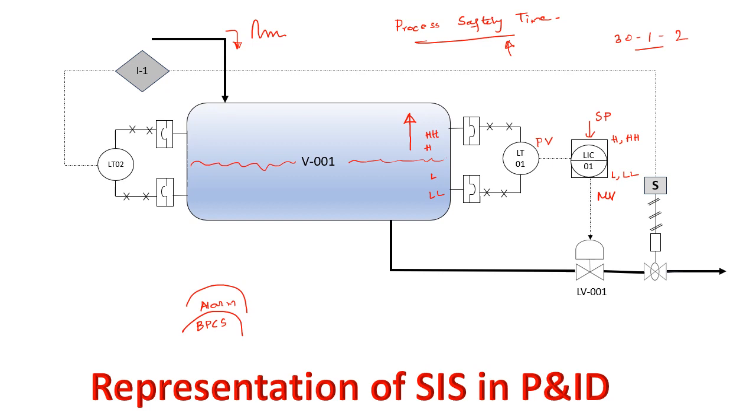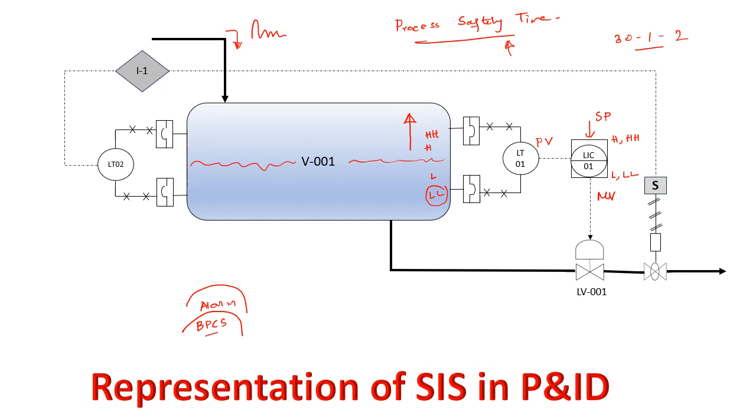Not going into too much detail here. Basically, what you need to do is protect your system from overflow or underflow, right? For this particular example, let's consider that low level is the critical condition, and that is what you want to mitigate, or prevent. How will you prevent it? You will prevent it through a safety instrumented system, right?